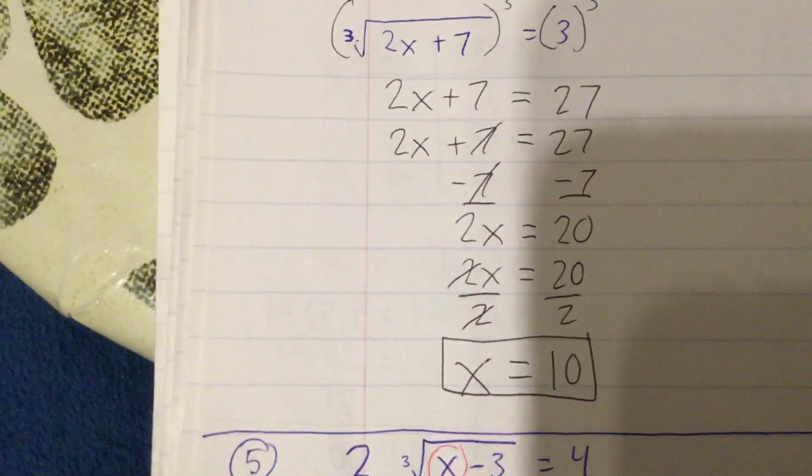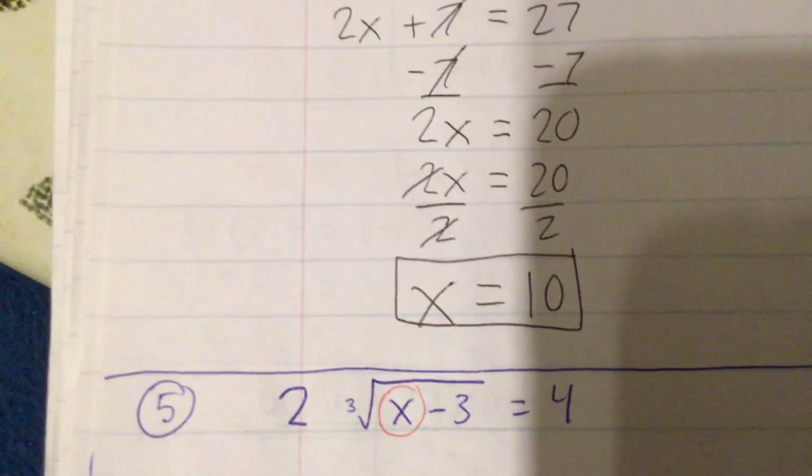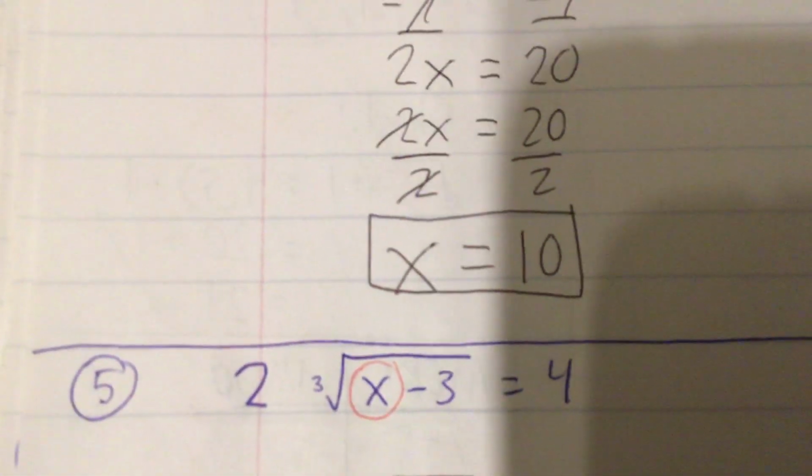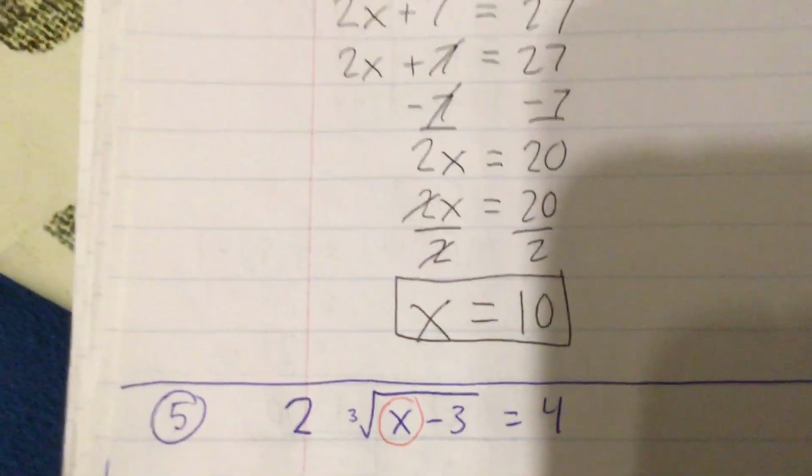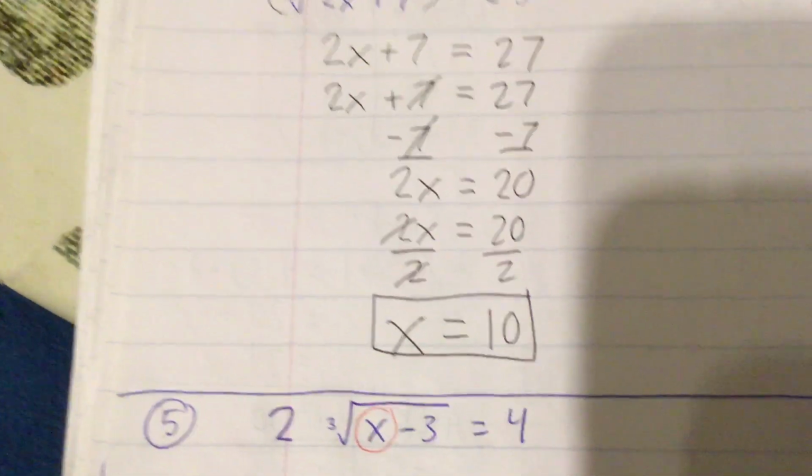Okay. See if you can do problem number 5 independently. 2 times the cube root of x minus 3 is equal to 4. Pause the video if you want to try this problem independently.